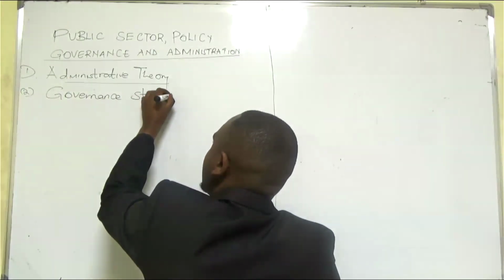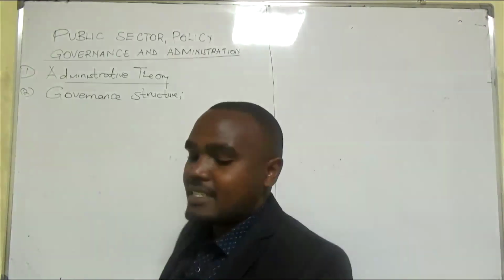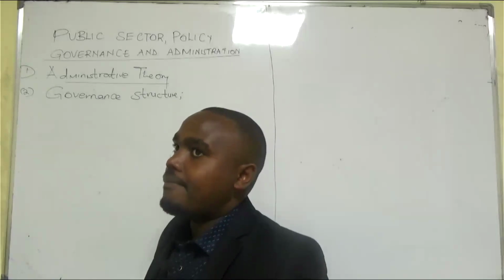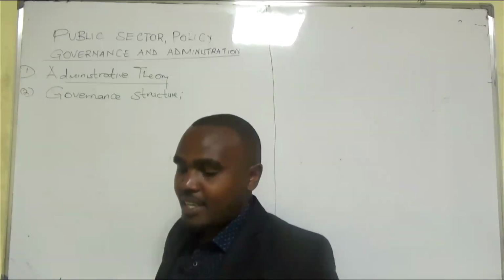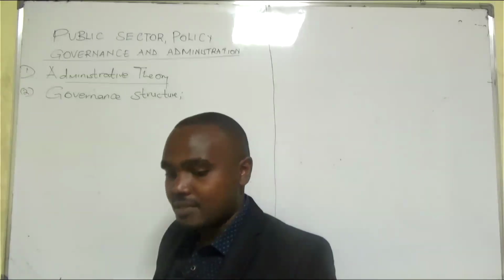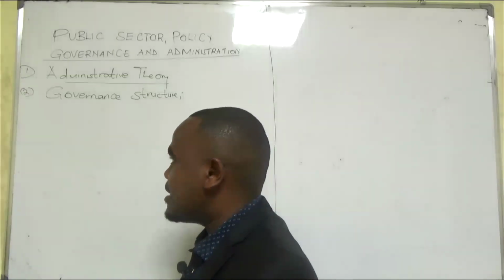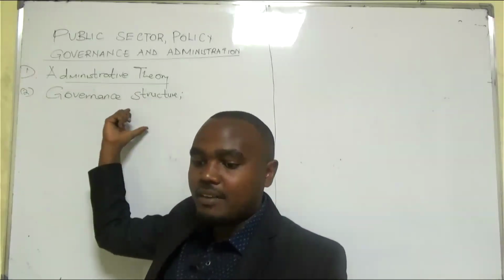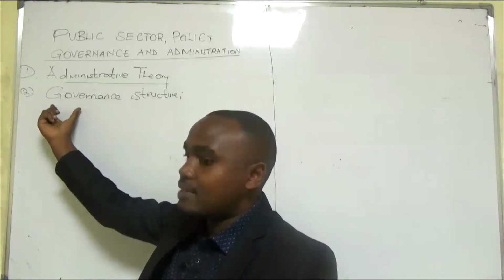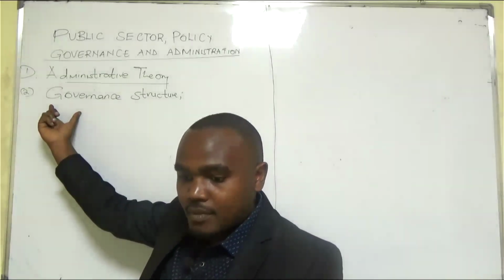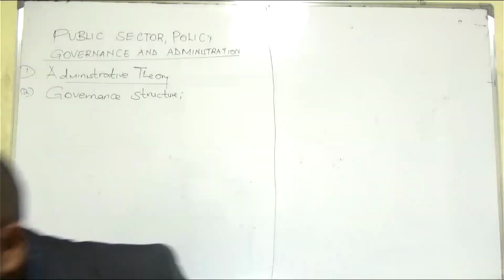So the governance structure, we will be discussing the two main levels of government. In the December 2024 Public Sector Policy and Governance paper, Question 1, the examiner asked, what is the relations between the national government and the county government? So we will be seeing that answer. Where do we get those answers?